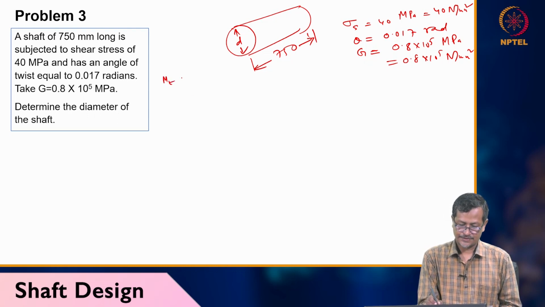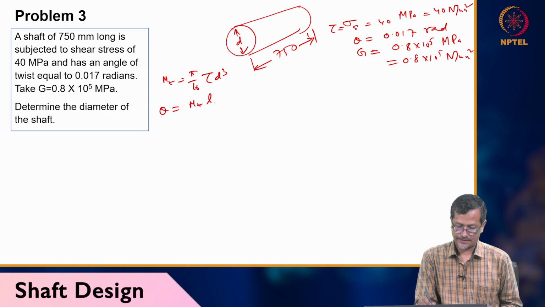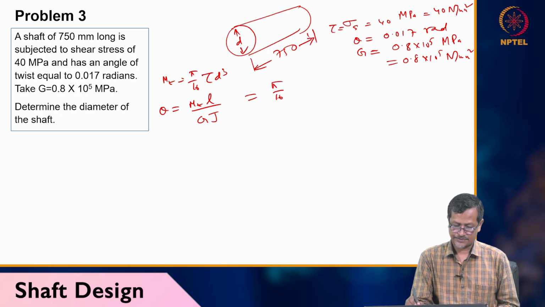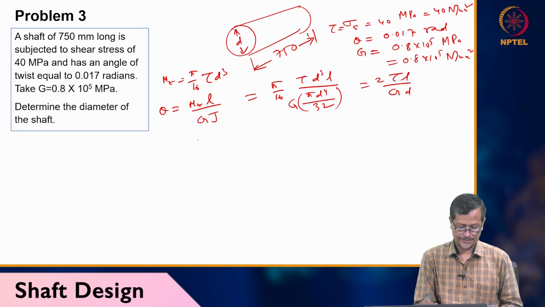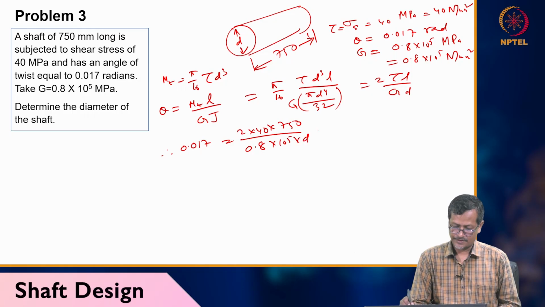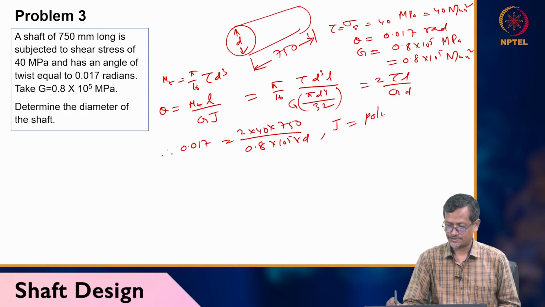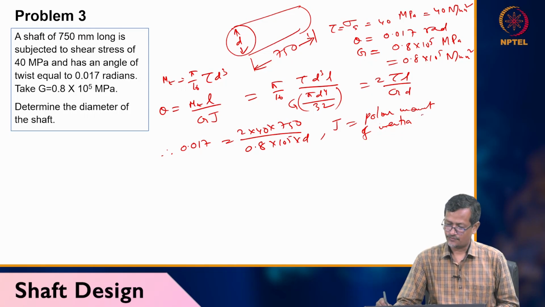So Mt equals pi by 16 tau D cube. Theta equals MtL by GJ, so pi by 16 tau D cube L over G times pi D power 4 by 32. So this equals 2 tau L by G D. This gives 0.017 equals 2 into 40 into 750 over 0.8 into 10 power 5 into D. Here J is the polar moment of inertia for a solid shaft.